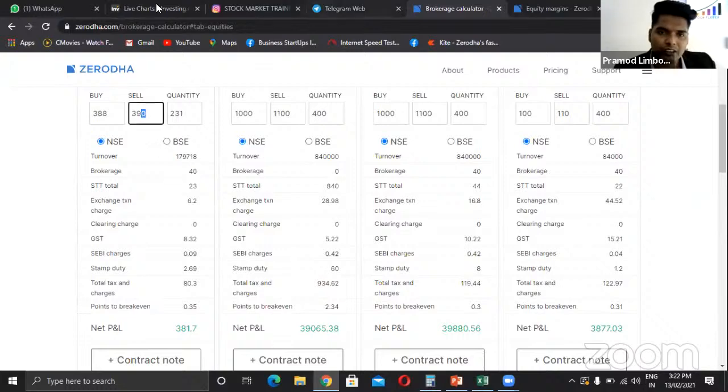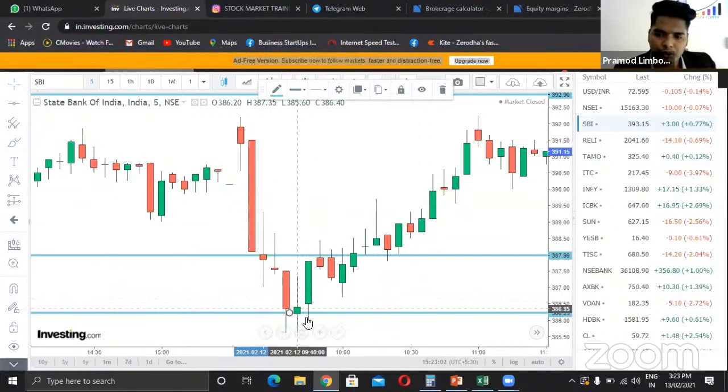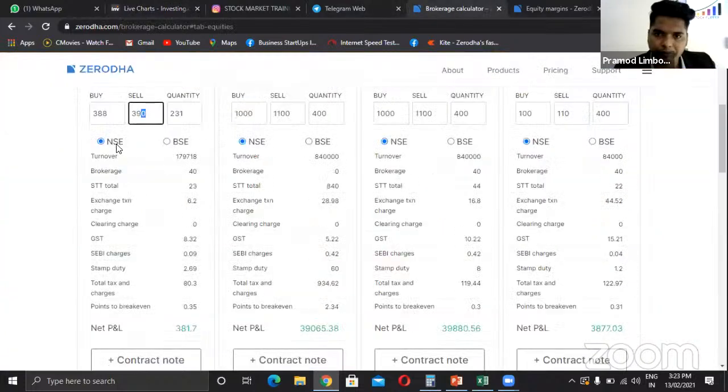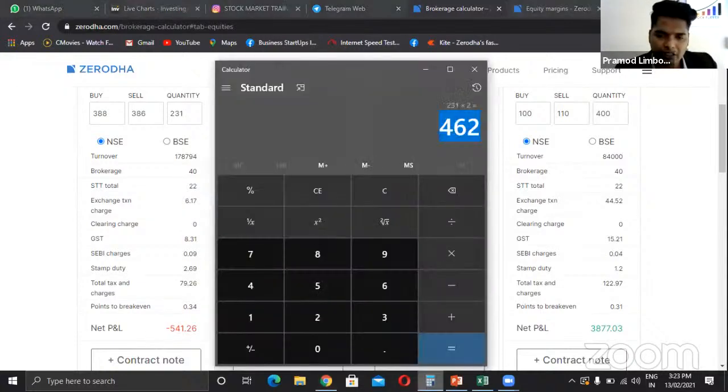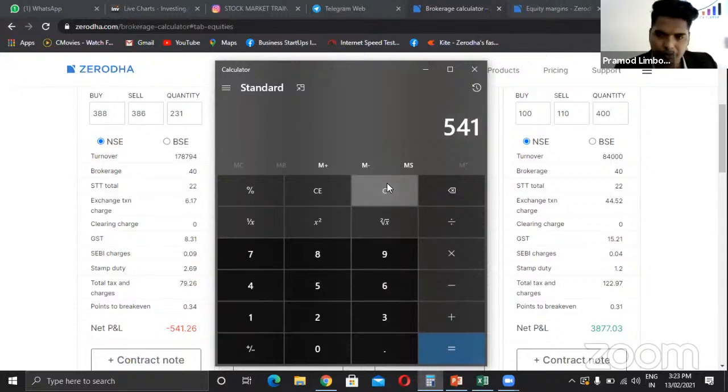Let's suppose you booked a loss of around 2 rupees. If you bought at 388 and booked your loss at 386, how much loss are you getting? 541. You can see, traders, first you got 381 profit from the same trade, but now you are getting a loss of around 541. What is this? This is actual intraday trading. You will always lose more than what you gain. So there are some techniques to overcome this.